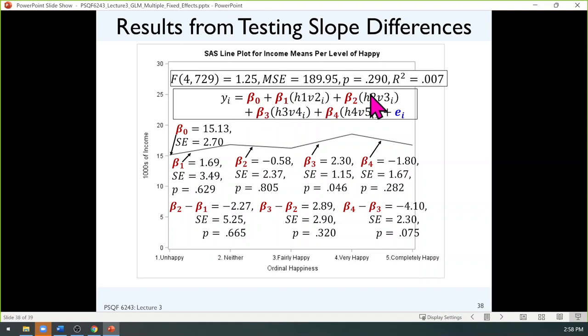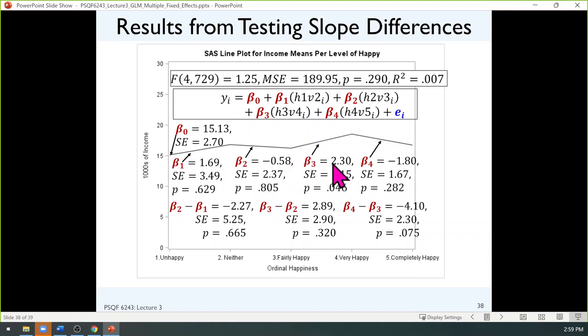So then to know what it means, I have to look at what else is in my model. So when these variables are all zero is when somebody said that they have a one rating on happiness, meaning that they're unhappy. So unhappy people are predicted to make $15,000 a year and some change. So that's the mean for this group at this point right here. Beta one then, given my coding scheme, tells me how the two group differs from the one group. They are higher by 1.69, but the standard error for that difference is 3, so it's definitely not significant. Beta 2, given my coding scheme, then gets me from the 2 group to the 3 group. That slope is negative, also not significant. Beta 3 in my coding scheme gets me from the 3 group to the 4 group. That slope is significant, actually. And then beta 4 gets me from 4 to 5, and that slope is also non-significant.